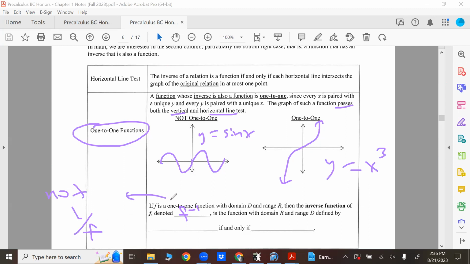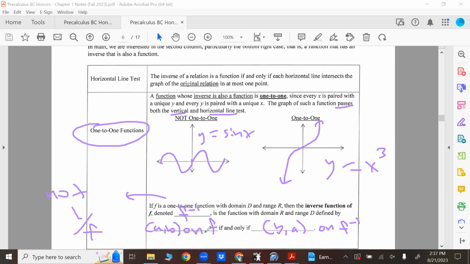Then whatever point you have on the original function, if a comma b is on f, then b comma a is on the inverse. Right. So whatever point is on the original, swapping the coordinates would be on the inverse.